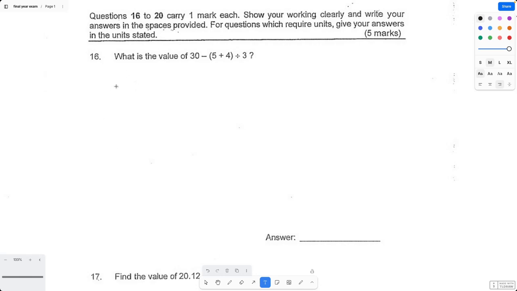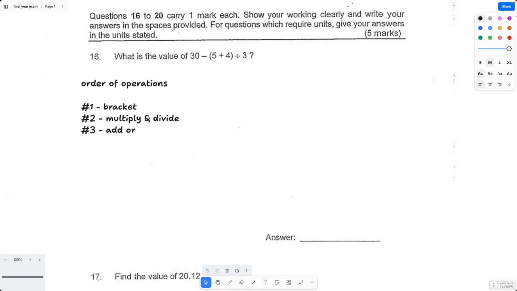Okay, so usually what you need to do is do the brackets first. So this is order of operations. Number one, you need to do the bracket. Then number two, you need to do the multiply and divide. Then number three is you have to add and subtract.